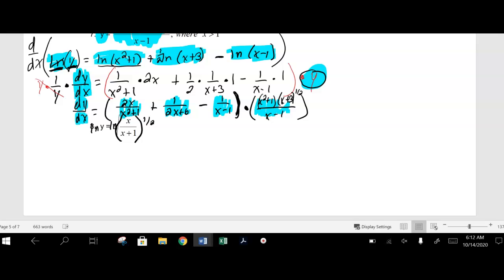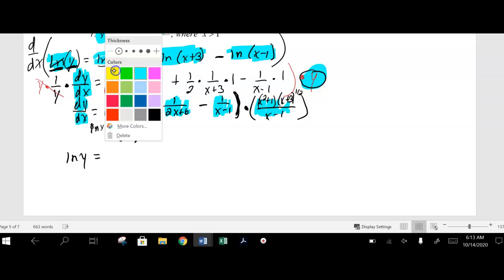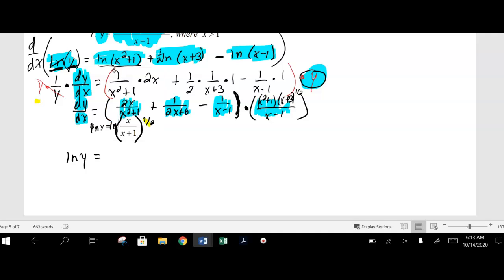Then we would have taken our natural logs. The natural log of y is what we would have on the left, but then we can now use our little shortcut, different color so we don't bleed on top of each other here. We can use the shortcut where, since this now has a half power, we can pull that out in front. So I'm going to pull the half out in front of the natural log of now what will just be x over x plus 1.